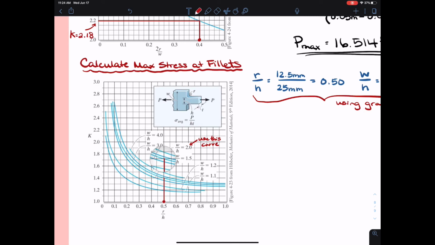And in conjunction with my r over h ratio of 0.50, I'm going to come up from my x-axis from that value of r over h until I meet the curve that matches w over h of 2.0. Then I go over to my y-axis and I see what value of K I calculate. I pull K of 1.40 off of this plot.